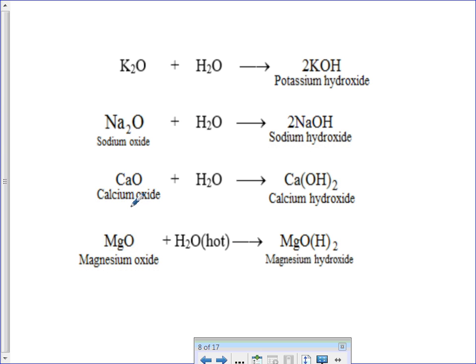And then last, you have metal oxides. If you have a metal oxide reacting with water, they'll still make metal hydroxides, but they will not make hydrogen gas. Your potassium hydroxide, sodium hydroxide, and calcium hydroxide will all dissociate into aqueous ions, but magnesium hydroxide will not separate into aqueous ions.